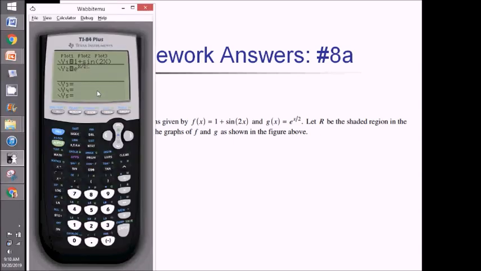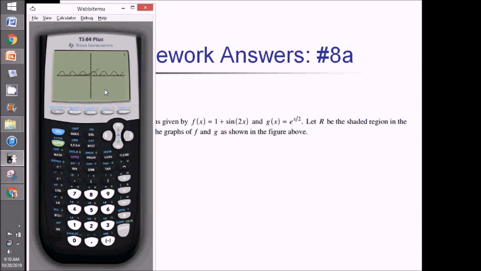So here I am in my y equals. For f, I'm putting that in my y1. Here's my y2 representing the g function. I have no idea what the window should be on this. They didn't really give me any kind of clues other than the fact that we're to the right of the y-axis. So let me do just zoom 6, and we'll see how zoomed out we are when we do this. Okay, it looks like we're pretty zoomed out here.